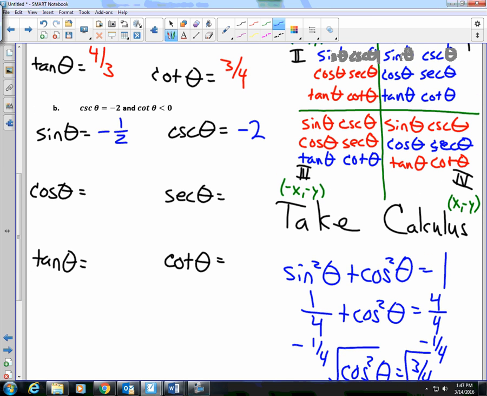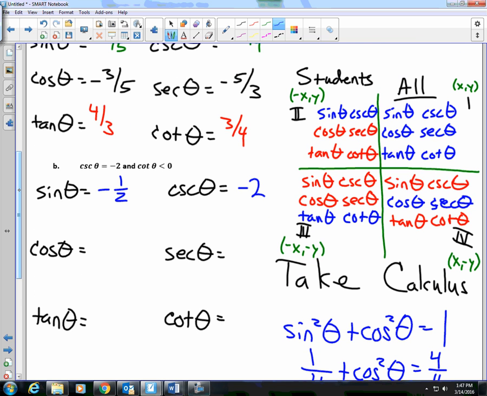Well, let's look at what this says. It says cosecant is -2. That means that sine has a negative value. You tell me, which quadrants does sine have a negative value? Yeah, as you look here, in the 3rd quadrant and the 4th quadrant, sine has a negative value. It says cotangent is less than 0. What does it mean for something to be less than 0? It's negative. So cotangent is negative as well. Which quadrants is cotangent negative? 2 and 4.